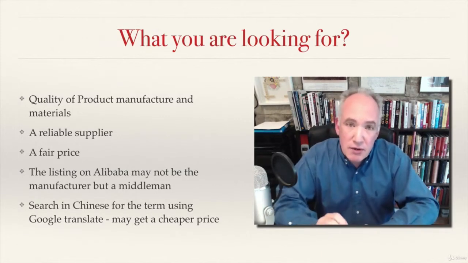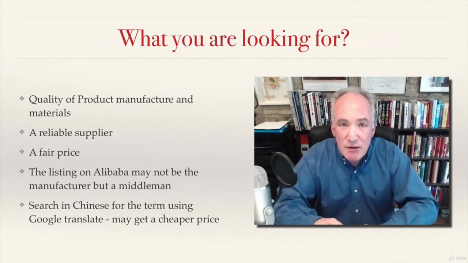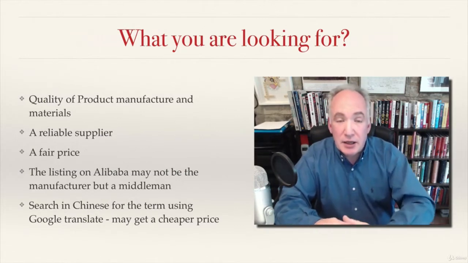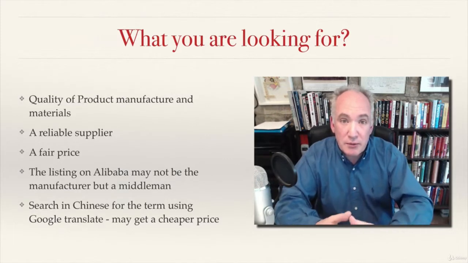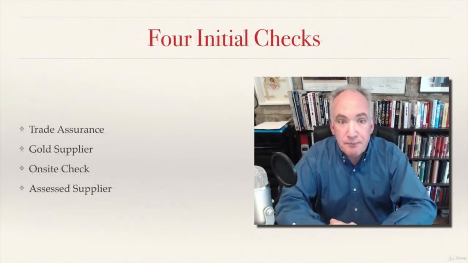Now, you should also realize that the listing on Alibaba is not necessarily the ultimate manufacturer. It may well be a middleman, so you need to be prepared for that, and in your discussions with them, you need to try and winkle this out. One clever trick, however, is to translate the search term you're looking for into Chinese using Google Translate, and then search for the product on Alibaba in Chinese, because by doing that, you may well find a much cheaper price. Really clever little trick there.